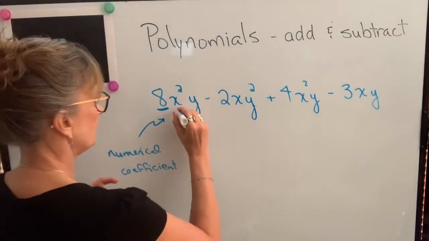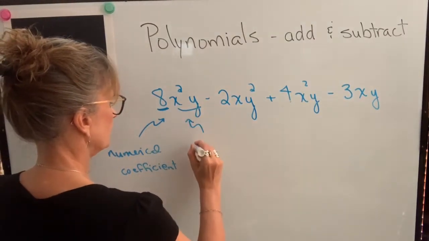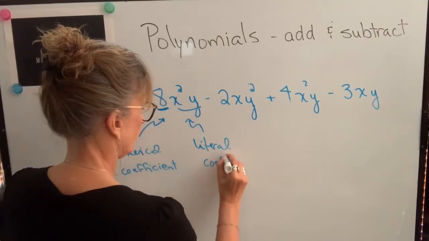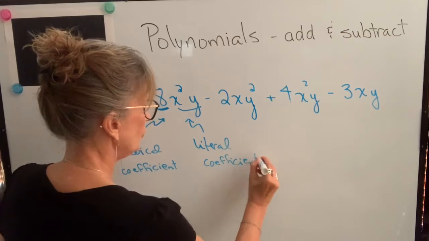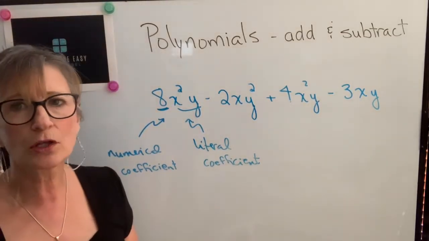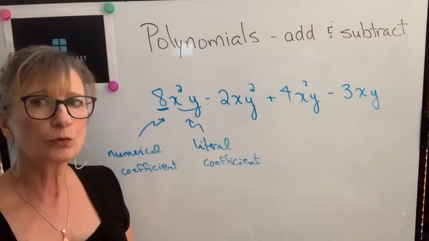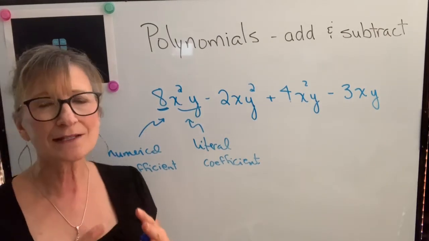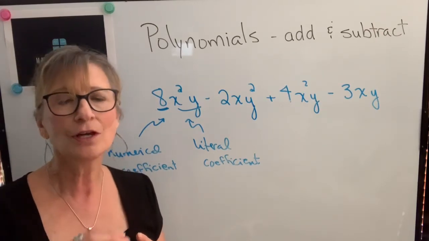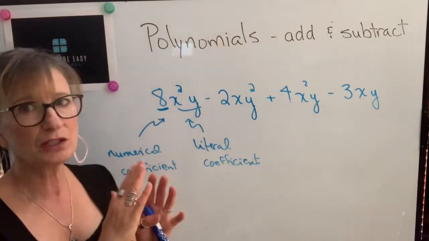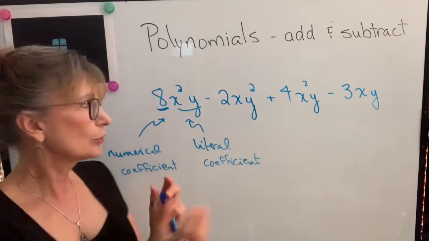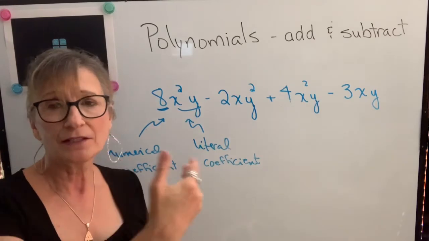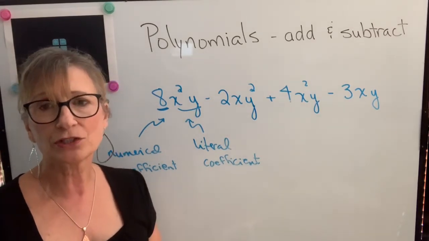But in terms of defining, this is called the literal coefficient. And you don't need to memorize the terminology. It's just that the rule for adding or subtracting polynomials is that the term has to have an identical literal coefficient. The numerical coefficient can be anything, but the literal coefficient, this letter part, has to be identical to that of another term before you can combine them through addition and subtraction.